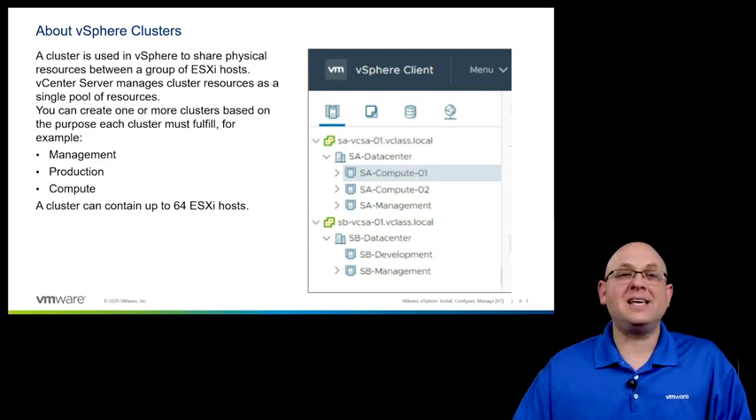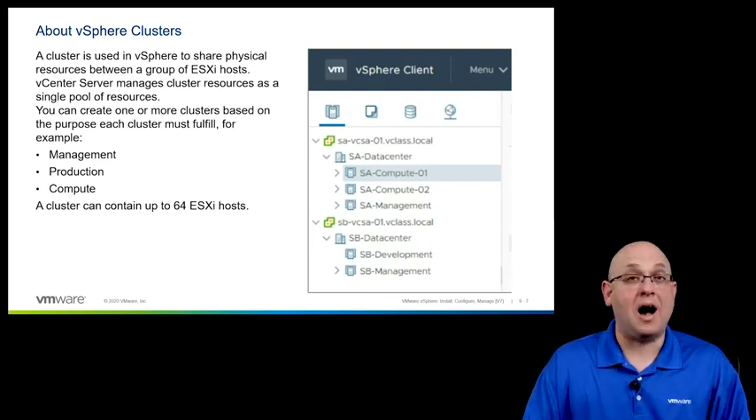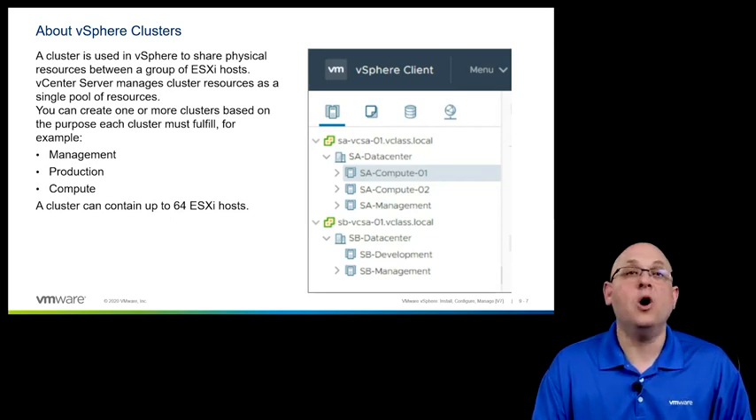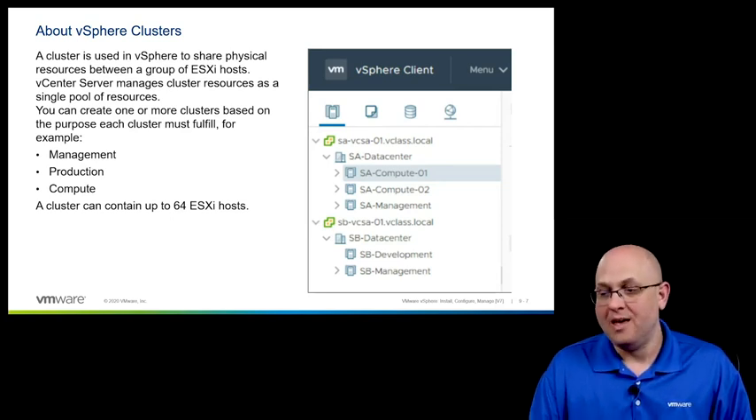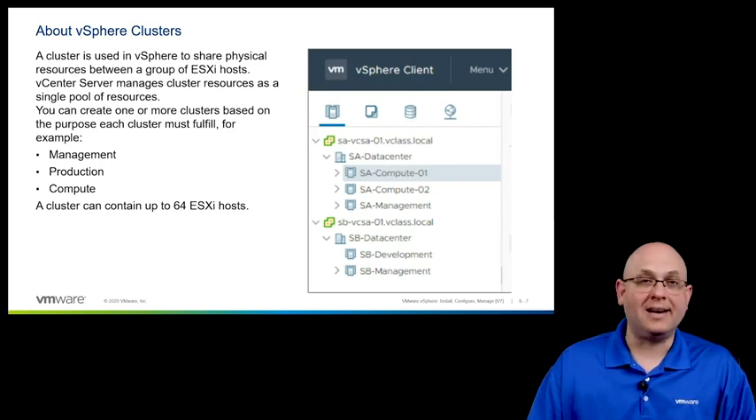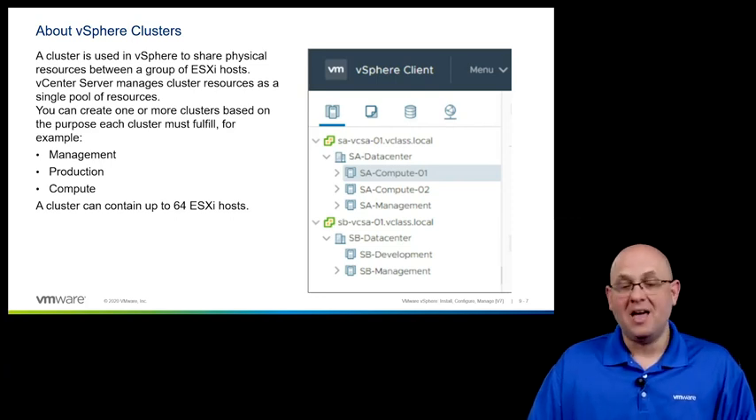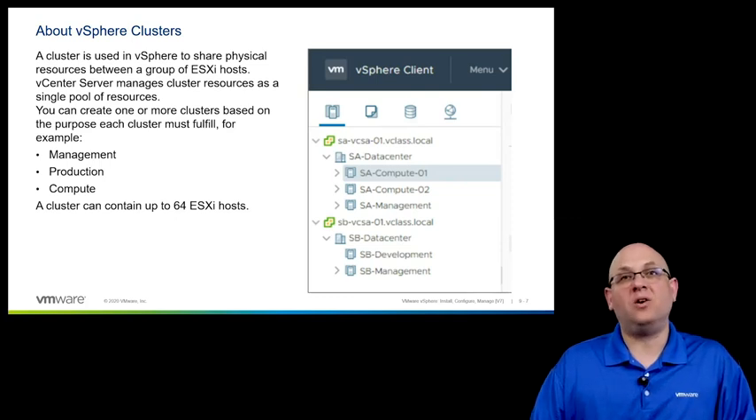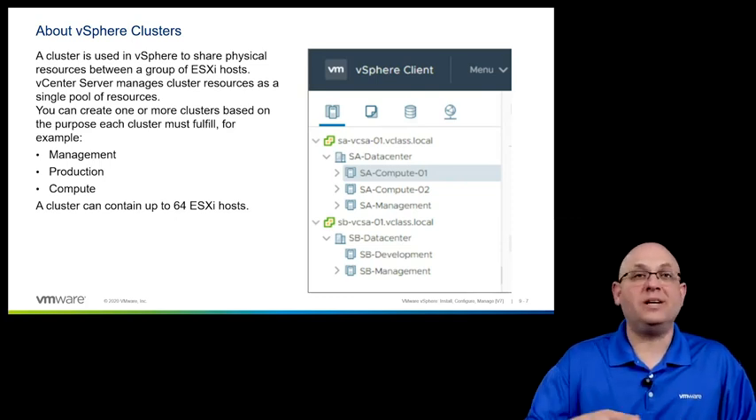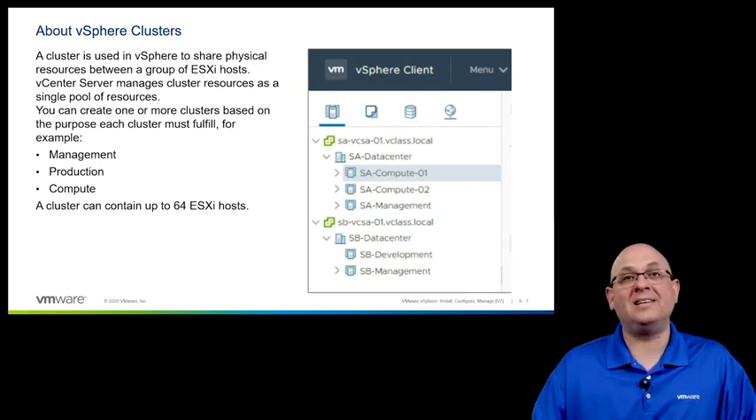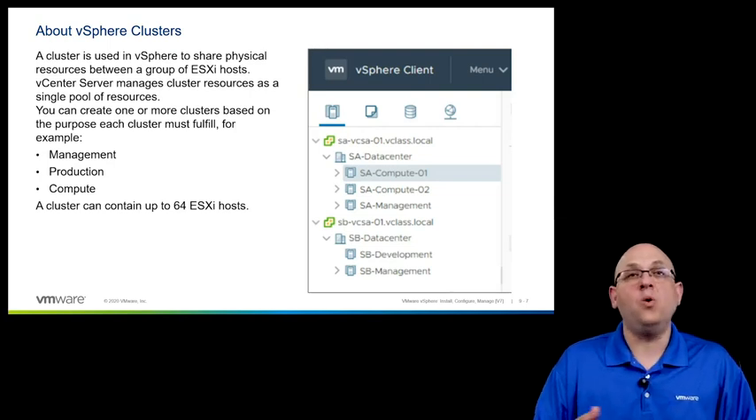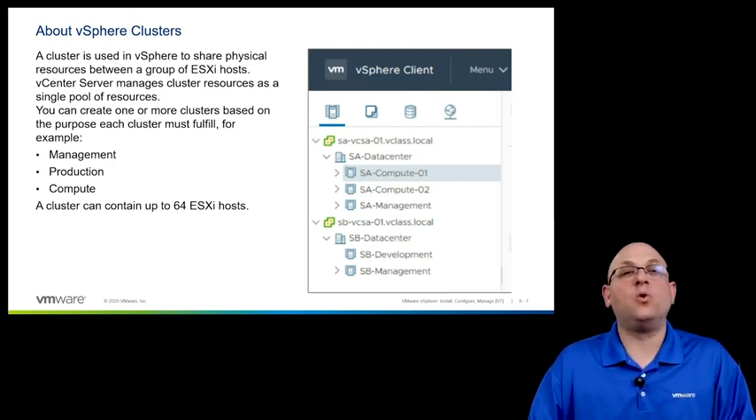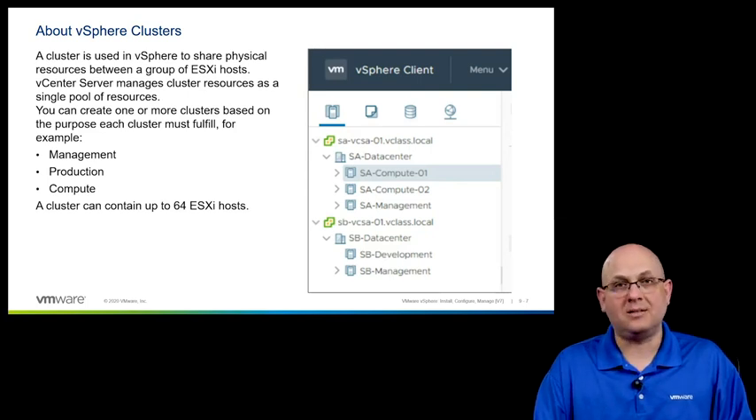Well, the first thing is that it's an inventory object in vCenter. You'll find clusters in the Hosts and Clusters view. And all you have to do is right-click on a data center and select New Cluster. And at this point, the cluster itself has a series of features and a wizard that you can walk through to actually configure the cluster and add your ESXi hosts to that cluster.